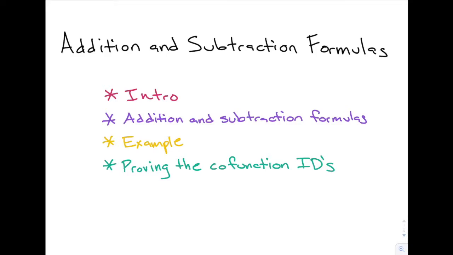We'll go through an example of how to use the addition and subtraction formulas. And then we'll talk about how to prove the cofunction identities, which we learned in the last video, using the addition and subtraction formulas.